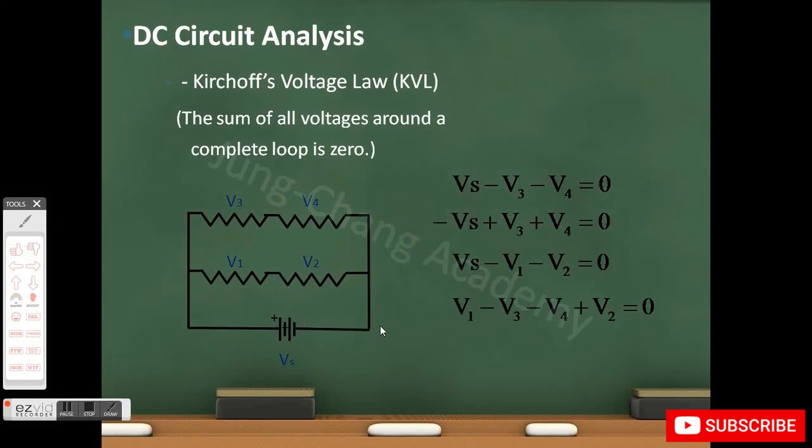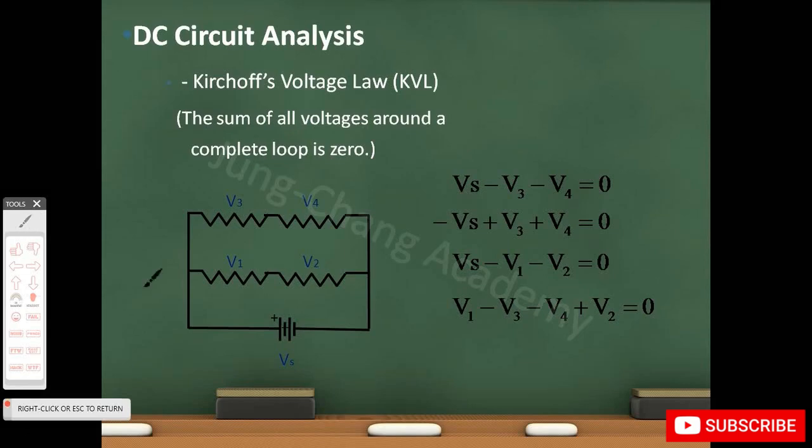It's important to know that it doesn't matter which direction you choose your current to flow at the beginning. If you end up having a negative number, it just means that your current actually flows in the opposite direction. So if we assume a current flows this way and we have minus 1 amp here, it just means that 1 amp is flowing in this direction, opposite to our initial assumption.